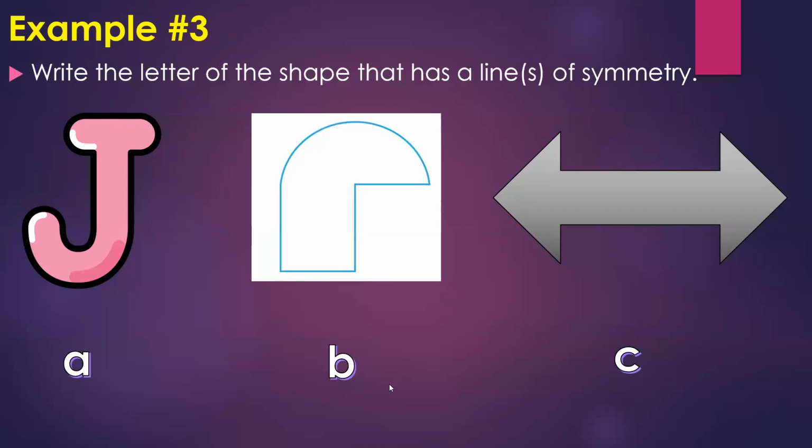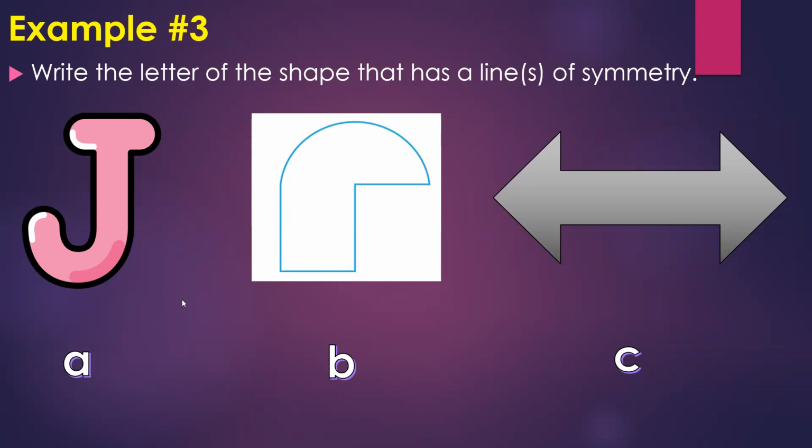Nevaeh says C. Kbeth says C. Rashid says C. Dion, C. Kevin, C. Ciara, C. Where's Joseph? Joseph, you need to answer. You're not answering inside the chat.